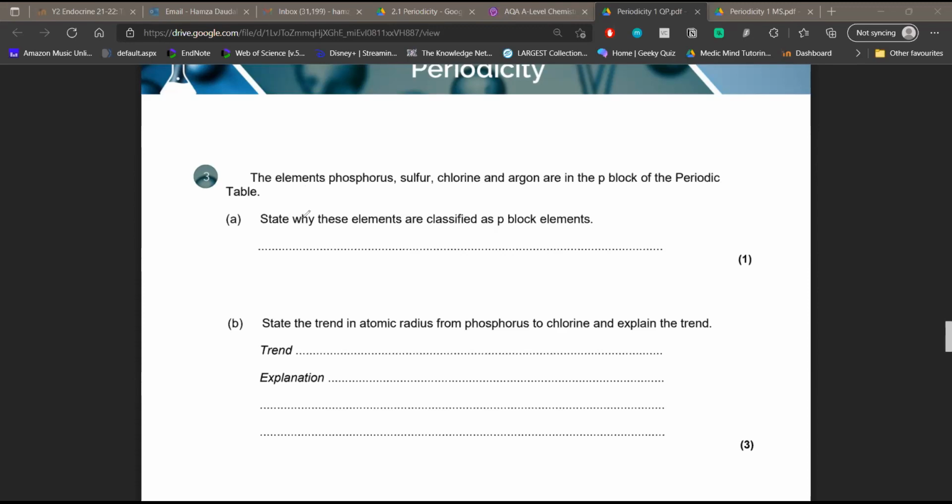What was 3A? Why these elements are, because their outer electron is in the p orbital. That's it. That's the answer to 3A.